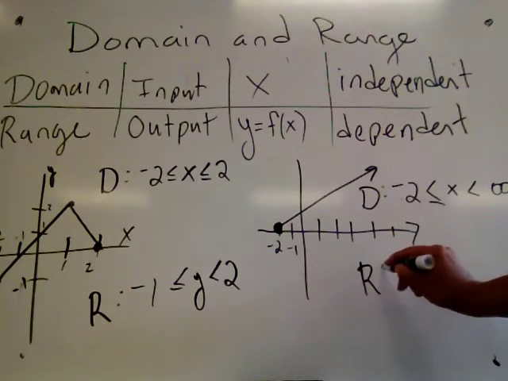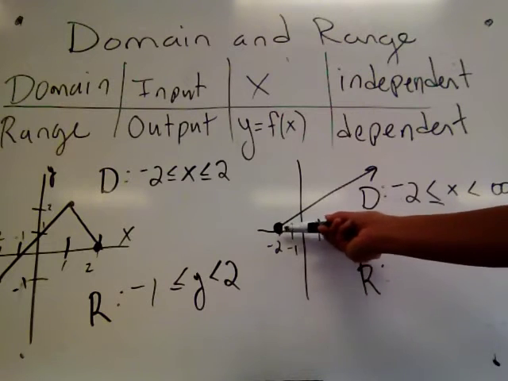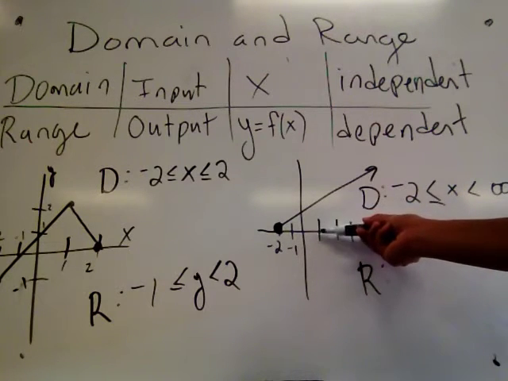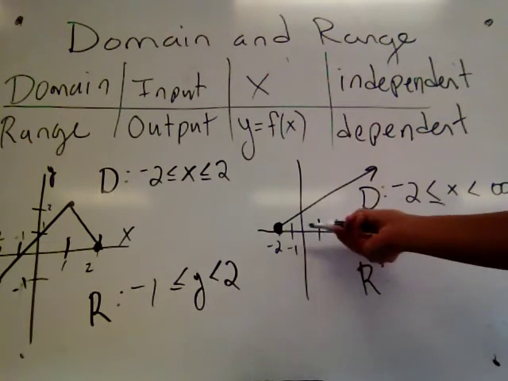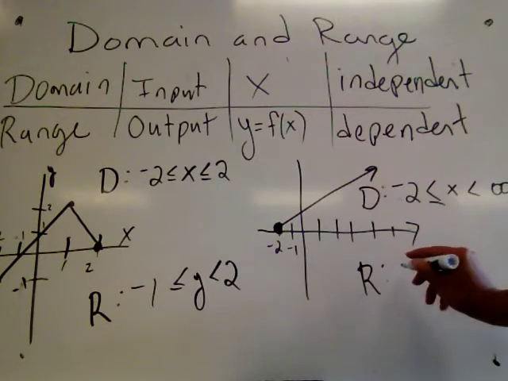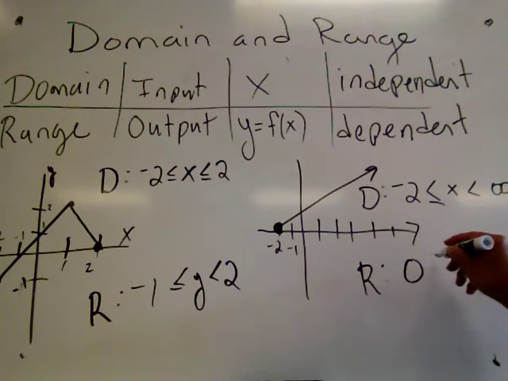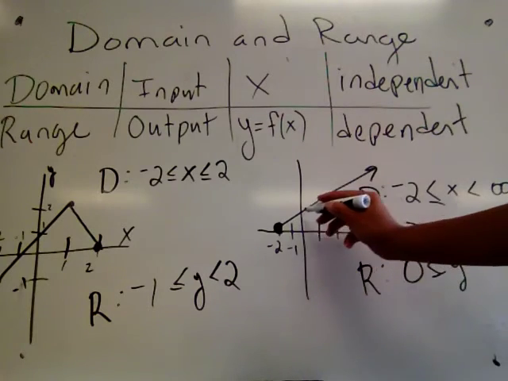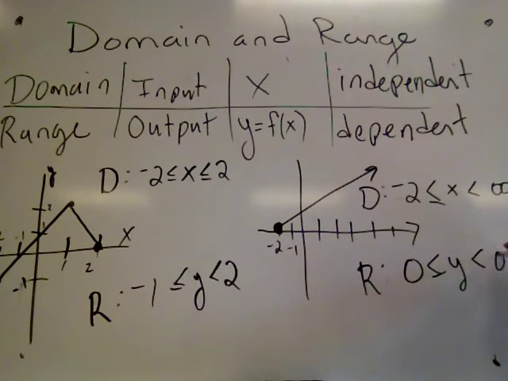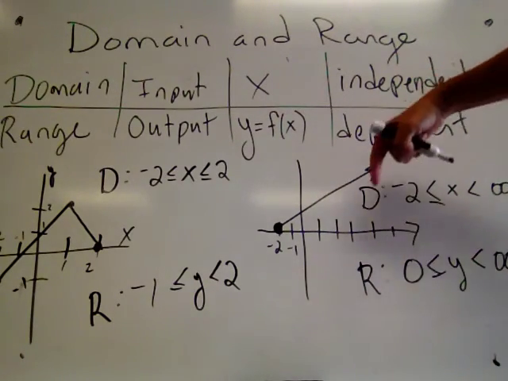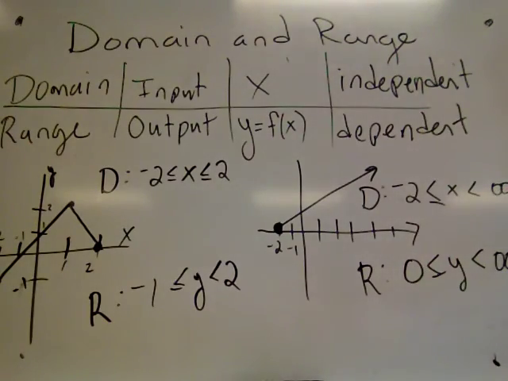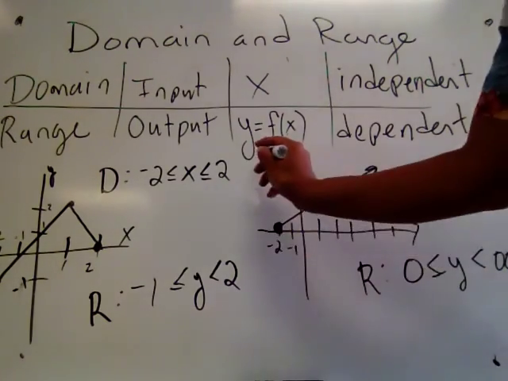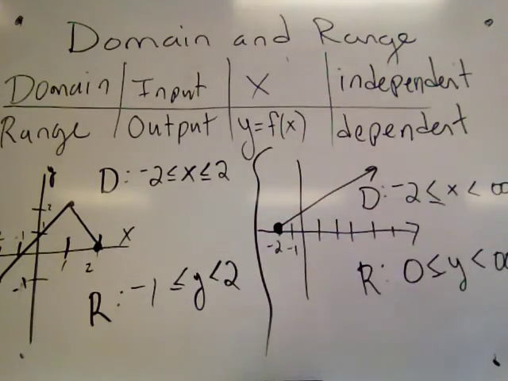And my range in this case, well, if you look here, it doesn't appear to be a number here, but remember the x-axis represents the 0 value for the y. So it goes from 0 all the way up again to infinity. And if it went in the downward direction, we'd say -infinity. But that kind of gives you an idea, hopefully, of the difference between domain and range.